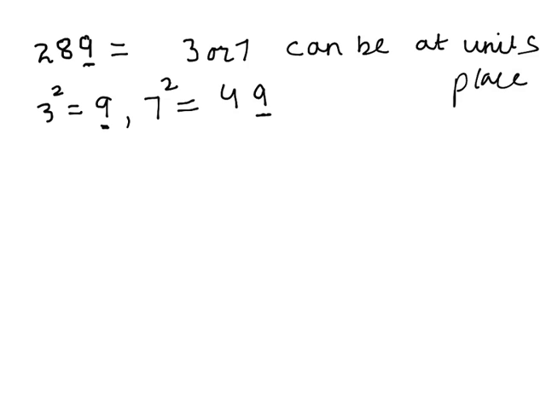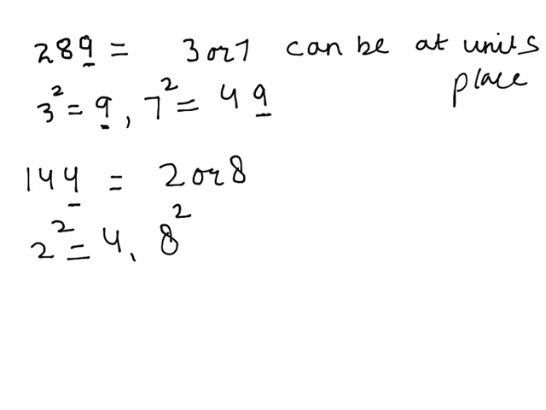So we can say 3 or 7 can be at the unit place of a number whose square is 289. Suppose we have a number like 144. It can have 2 or 8, because 2 square is equal to 4 and 8 square is equal to 64. Both have 4 at the unit place. So the number must end with 2 or 8.